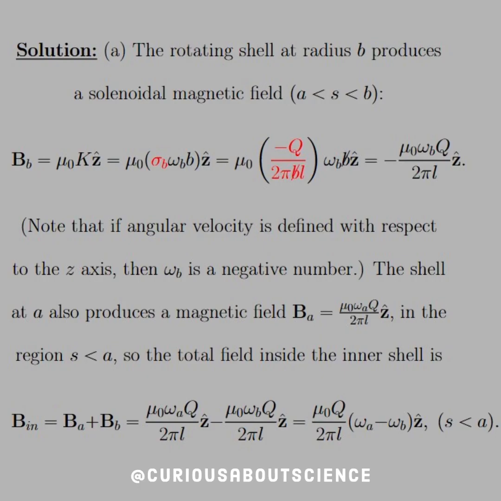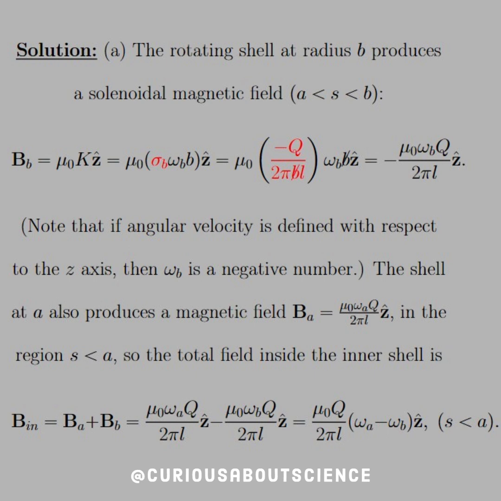Alright, so for part A, the rotating shell at radius B produces a solenoidal magnetic field between A and B. So we see that the B field at radius B is equal to mu naught, which again we saw was sigma B omega B radius B. So we just plug everything in that we need for this. You see B's cancel once we plug in the surface charge. And we see that the B field is equal to negative mu naught omega B Q over 2 pi L in the z hat direction. And we need to note that if the angular velocity is defined with respect to the z-axis, then omega B is a negative number.